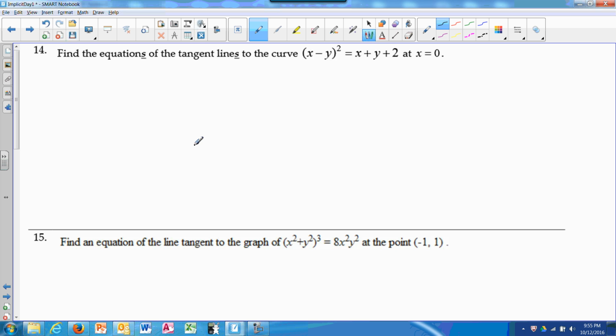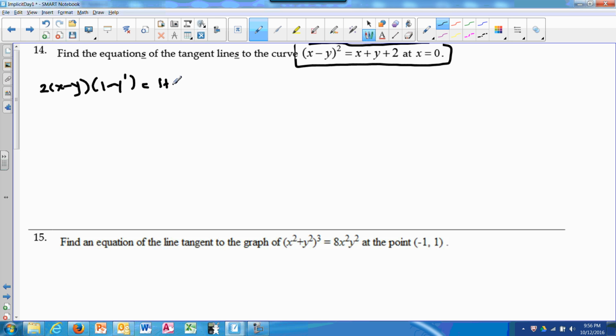Okay, so this time we're going to find the equations of the tangent lines, so there's more than one, to the curve at x equals 0. So we need the tangent slope, so we're going to do the chain rule 2, x minus y to the first power, times the derivative of the inside, which must be in parentheses because there's multiple terms. So 1 minus y prime equals, the right-hand side derivative is 1 plus 1y prime plus 0, because the derivative of 2 is 0.